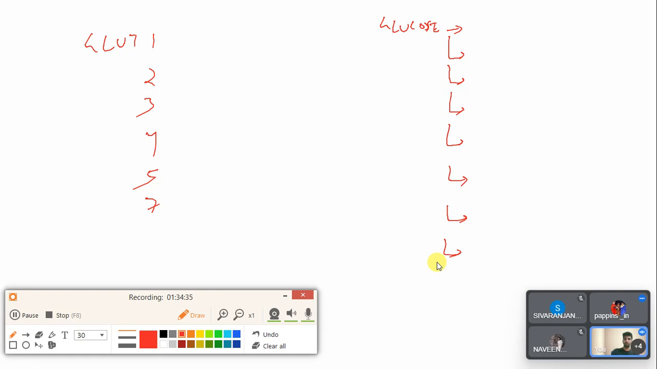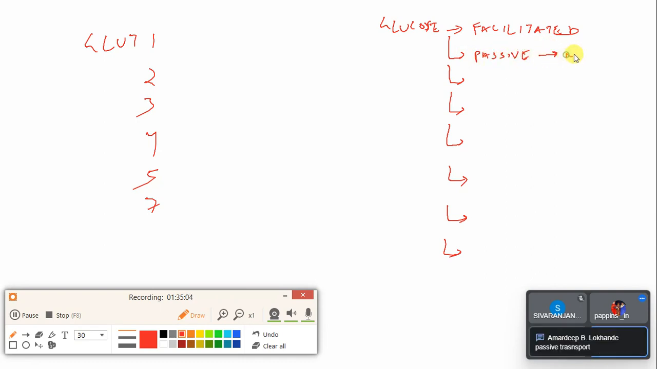Am I audible? Facilitated diffusion. So the first thing was that glucose transport is facilitated diffusion. Okay. Next, it is either by active transport or passive transport. It's passive. So basically, no need of ATP. So that's one question. Now there are only a few more things that I wanted to ask.